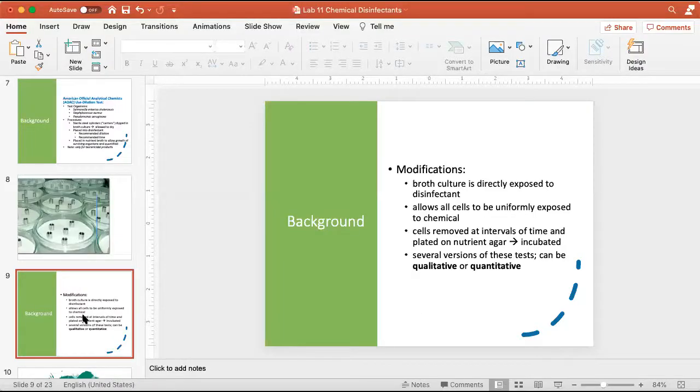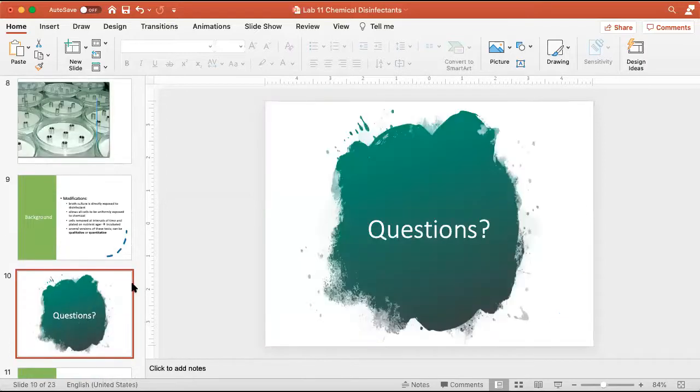So again, when a manufacturer wants to label their product as being a disinfectant, in our country, they have to go through these lab tests in order to prove it. They have to prove that their chemical works as a disinfectant. All right. So anybody have any questions about anything that we've talked about so far?